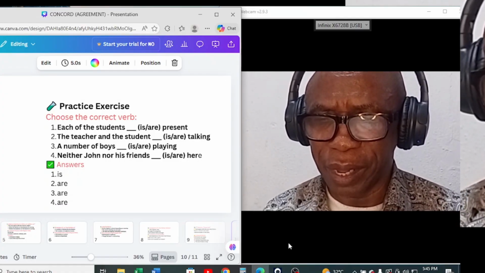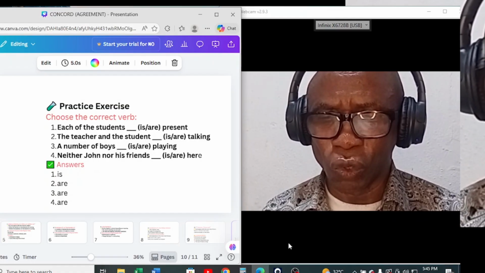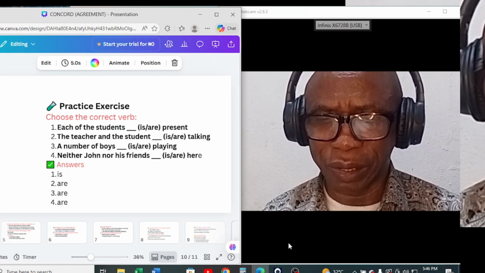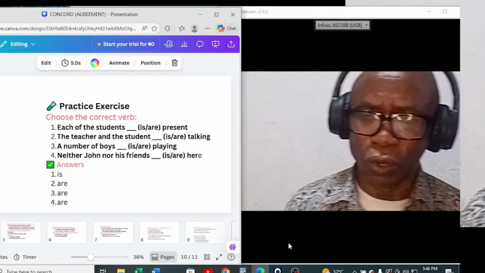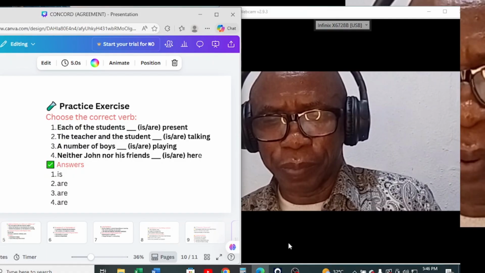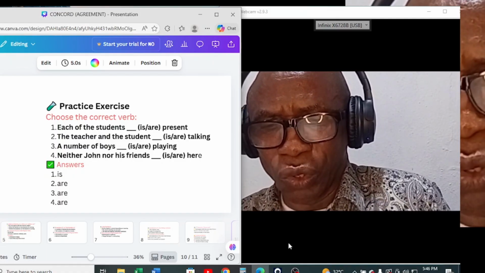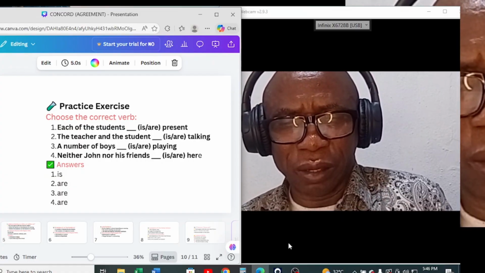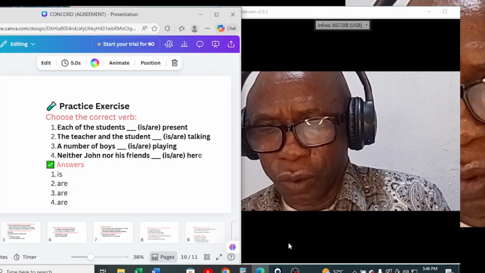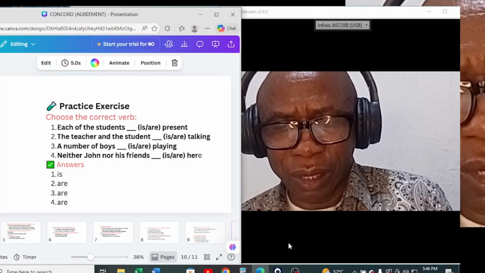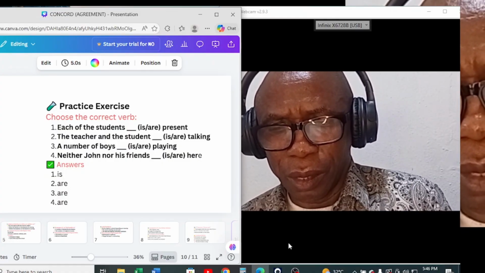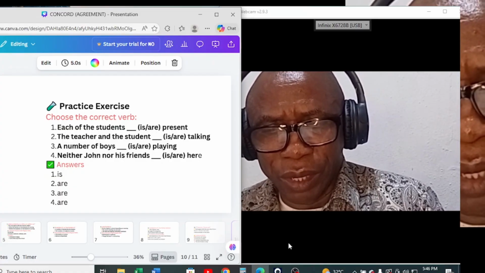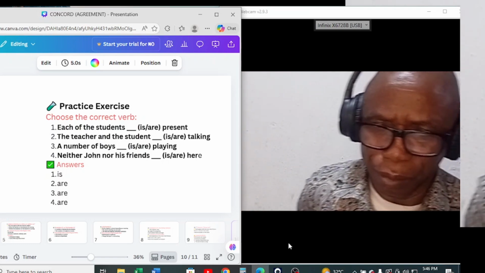Choose the correct verb in these sentences. Each of the students dash present. The word each here is used, so it is each of the students is present. Question 2. The teacher and the student dash talking. The correct verb there will be the teacher and the student are talking.